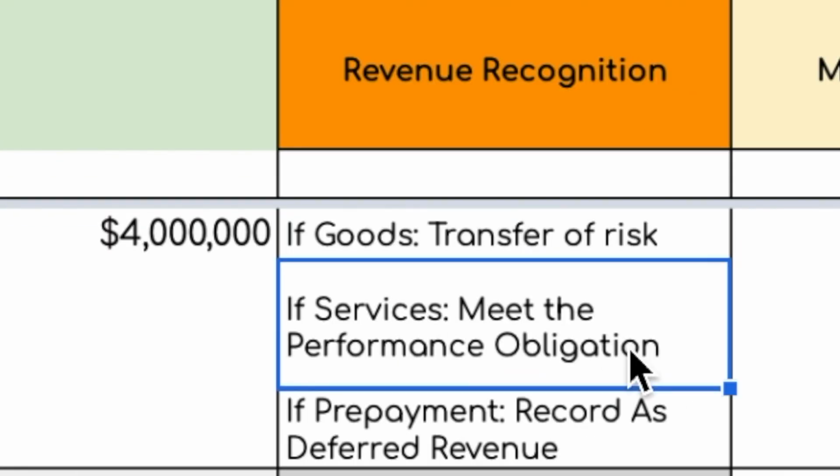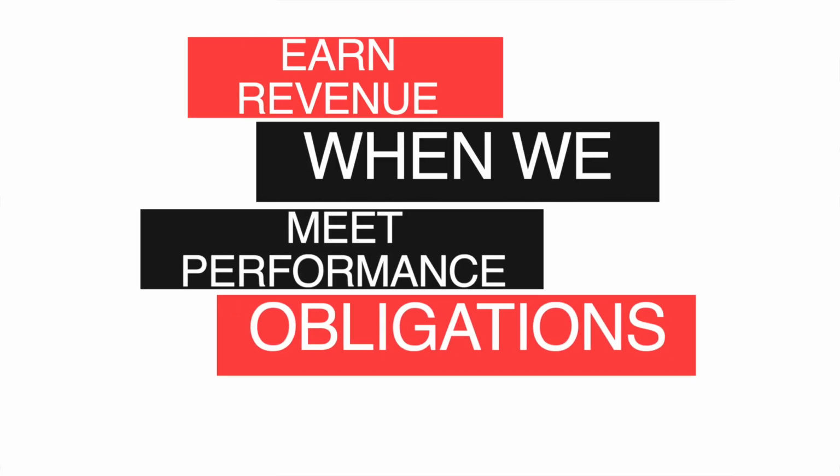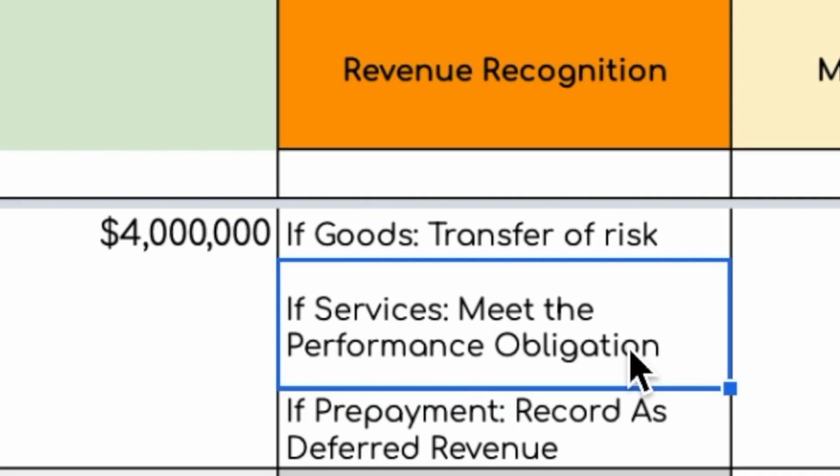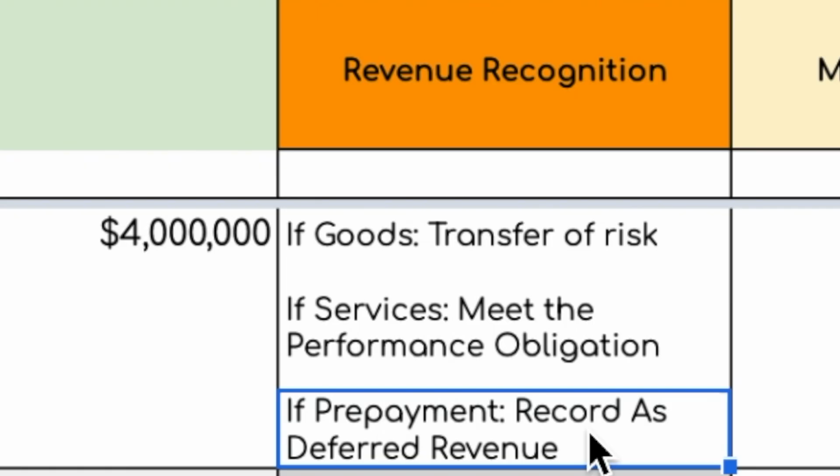And if it's a service, how do we earn revenue from a service? It's when we meet the performance obligation. So you have to look at the contract with the customer and see where the performance obligation is, determine that performance obligation, and then when you fulfill it, that's when you can recognize the revenue, right? And if you receive a prepayment from a customer for a future service or a future product, this prepayment obviously is not revenue. So this is recorded as what we call deferred revenue. This is something that you are going to book today as deferred revenue, which is actually a liability on the books. And then once you earn this revenue, that's when you go ahead and record it as revenue.